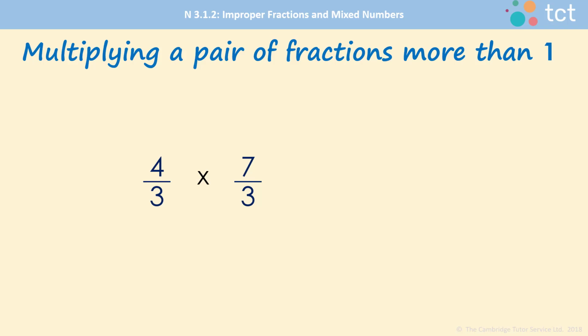Looking at multiplying fractions that are more than 1. Starting with two improper fractions to be multiplied together, it's exactly the same as when you're multiplying ordinary fractions. You simply multiply the numerators together and then multiply the denominators together. 4 times 7, that's 28, and 3 times 3, that's 9. You might be asked to convert that back to a mixed number if you had that in a question.